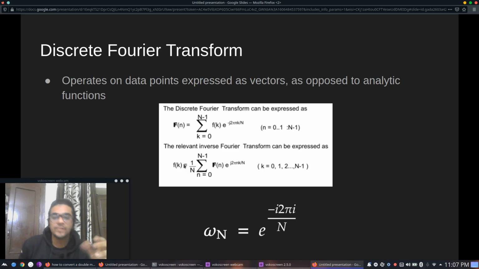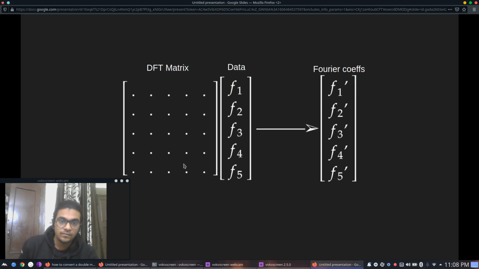There are two things to note here. The first one is that what the DFT essentially does is it takes in a vector and transforms it into another vector, and the second thing is that all of these transformations, as seen in this formula, are linear in nature, which means that the DFT can be expressed as a matrix, a matrix that you simply multiply with your data vector and you get a vector of Fourier coefficients.